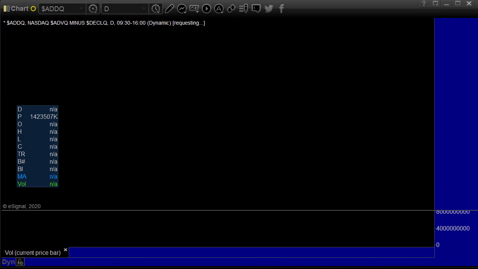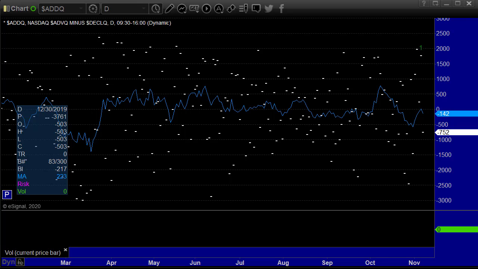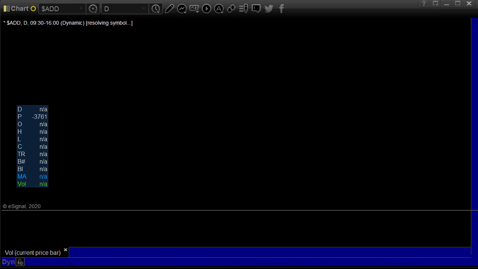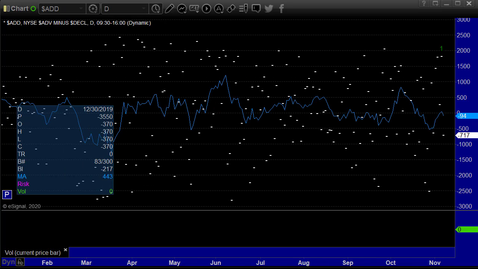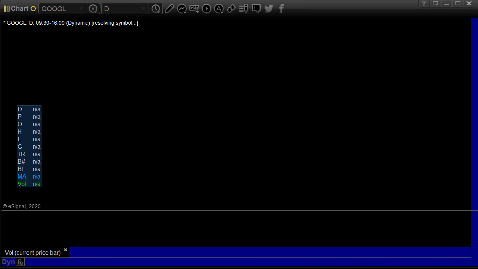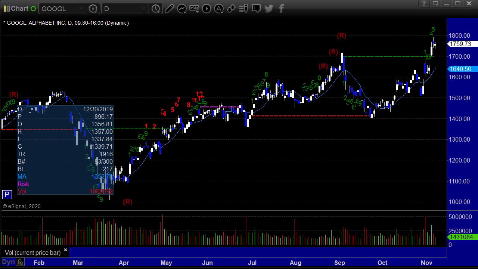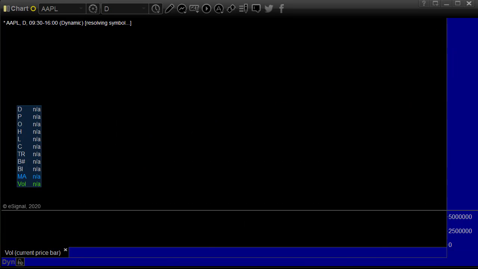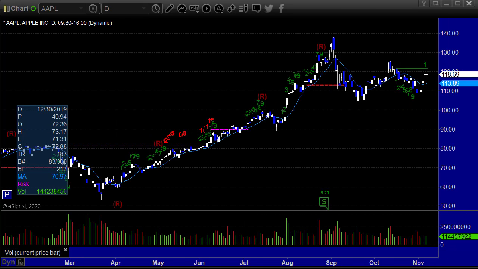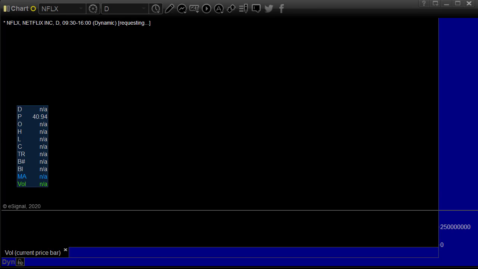The advanced decline ratio on the NASDAQ on Friday was negative 752. So remember, even though NASDAQ was up a little, more stocks down than up. The advanced decline ratio on the New York down 717. Google loses $2.77. Apple down literally 14 cents. That's a blip. Remember, Google was at all-time highs the other day.